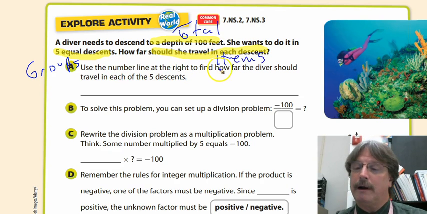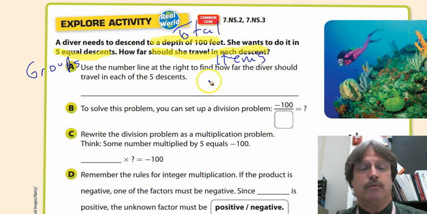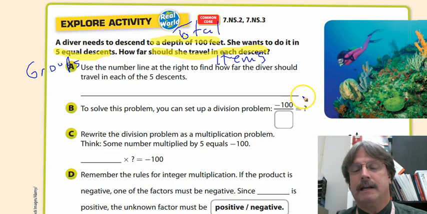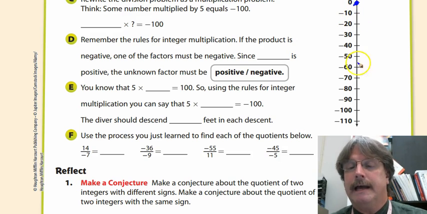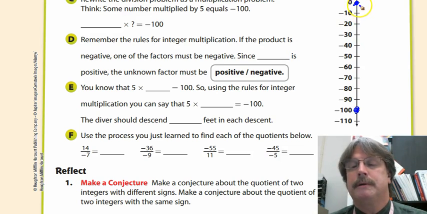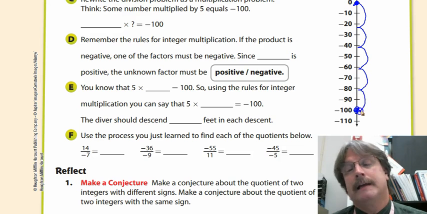Use the number line at the right to see how far the diver goes in each one. To solve the problem, you can set it up as a division. Remember we said you can set it up like a fraction bar, so we take our total and put it over groups. I'm going to start here, and we have to get all the way down into here in 5 equal groups. So we want to estimate. If I go by 20s, that gives me 1 group, 2 groups, 3 groups, 4 groups. That gives me 5 groups.